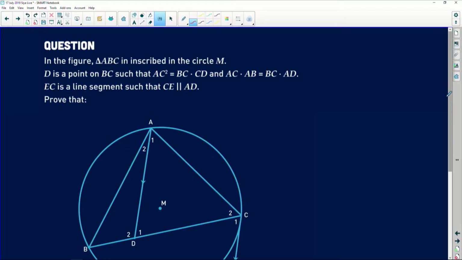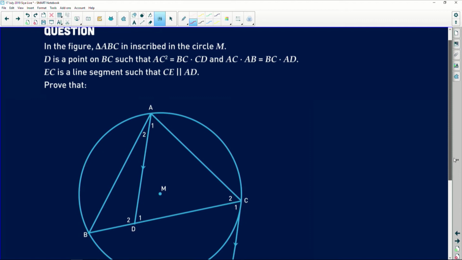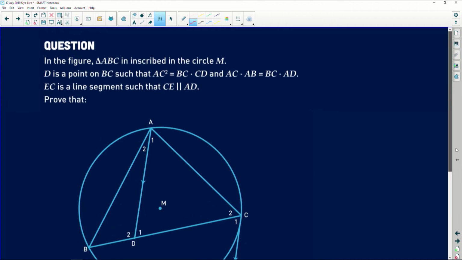Yes, so Simone, the question that you sent us is more or less similar to the first question that we did. It is about similarity and it is about proving a tangent. So let's have a look at what the question is saying. It says, in the figure, triangle ABC is inscribed in the circle M. So ABC is inscribed, as you can see. It means the three vertices lie on the circumference of the circle.